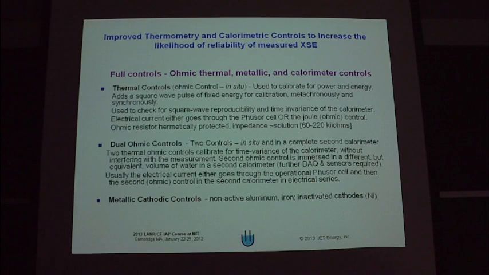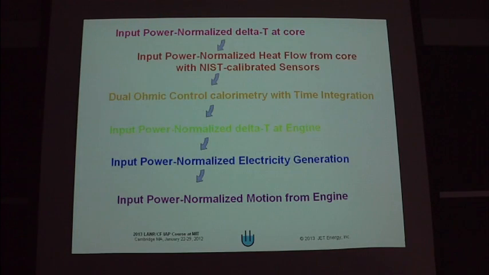And so we have chemical controls, ohmic controls, and then what we try to do is have the heat go from the core through the heat sensors. We'll do the time integration. We'll put it into, for example, the Stirling engine that I'll show you. And by the time we get done, we'll have up to 6 different methods of confirming that we're getting excess energy out.